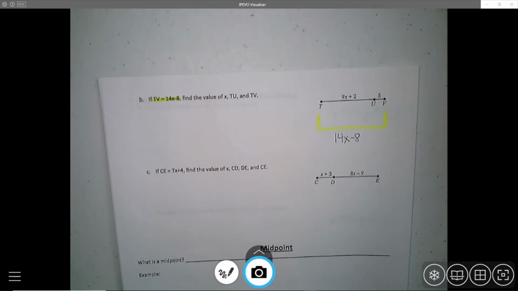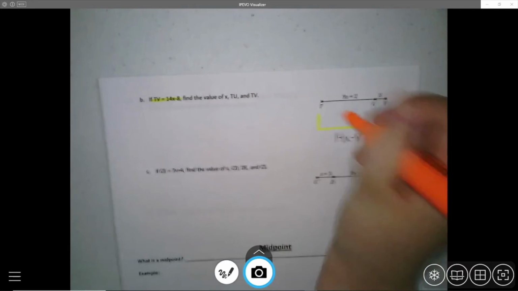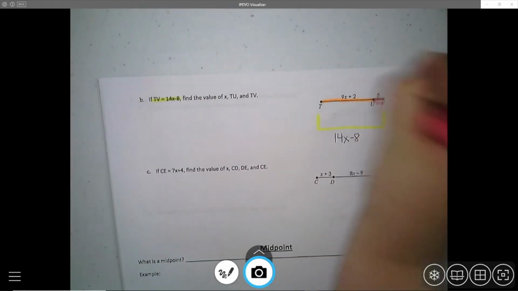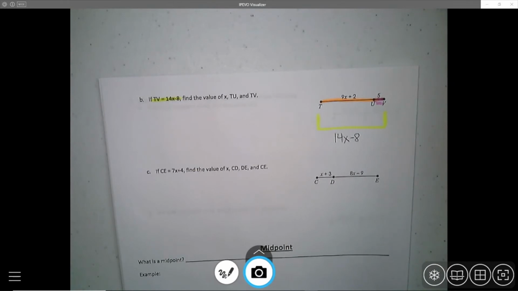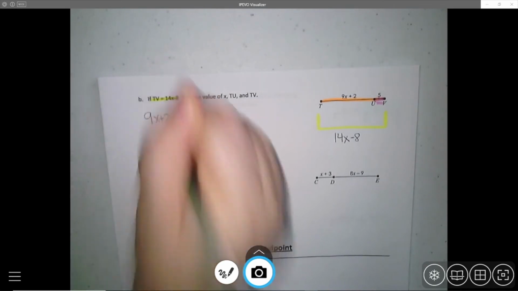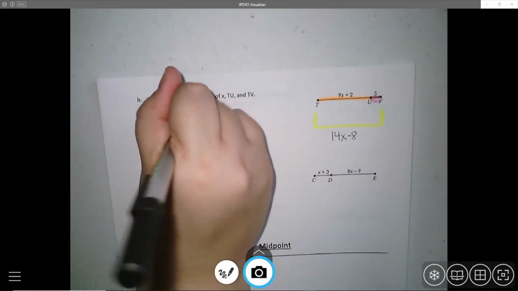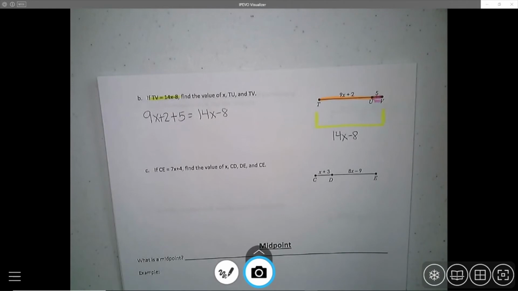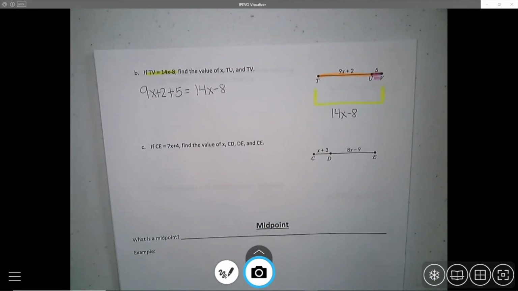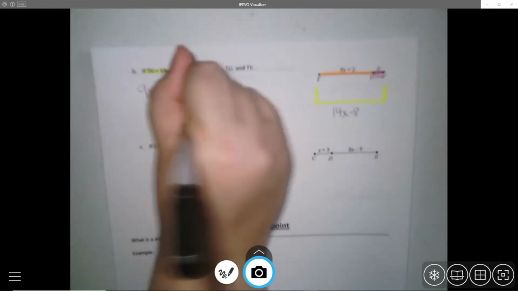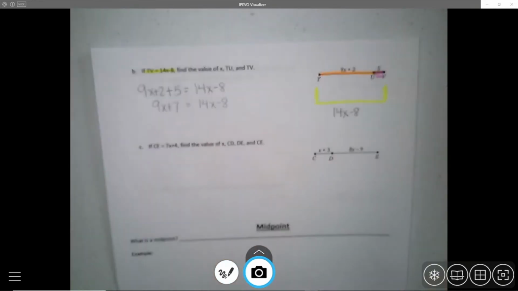Okay, we're going to start with x. Just like we saw on the last one, our pieces or our parts are already labeled. TU is 9x plus 2. UV is 5. So, part plus part equals whole. One of my parts is TU, which is 9x plus 2. The other part is UV, which is 5, equals the whole thing, which is 14x minus 8. Combine like terms on my left-hand side. 9x doesn't go with anything, but 2 and 5 becomes 7. This is 9x plus 7 equals 14x minus 8.